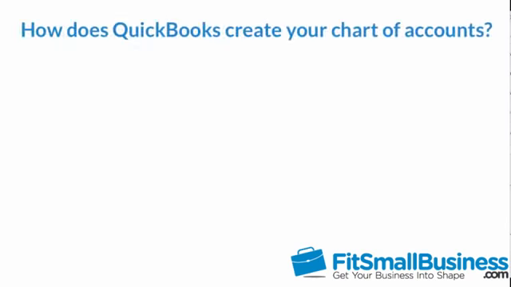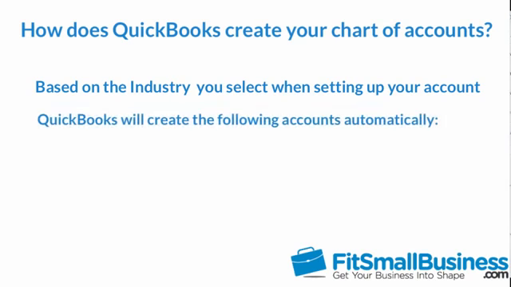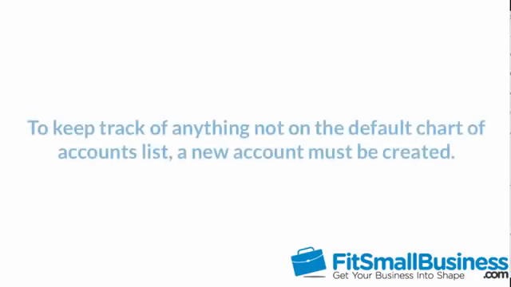QuickBooks Online will create a chart of accounts list based on the industry that you selected when you set up your account. A few of the accounts that QuickBooks will automatically create for you are accounts receivable, accounts payable, inventory asset, sales tax payable, and retained earnings. If you want to keep track of something that is not on the default chart of accounts list, you will need to create a new account.